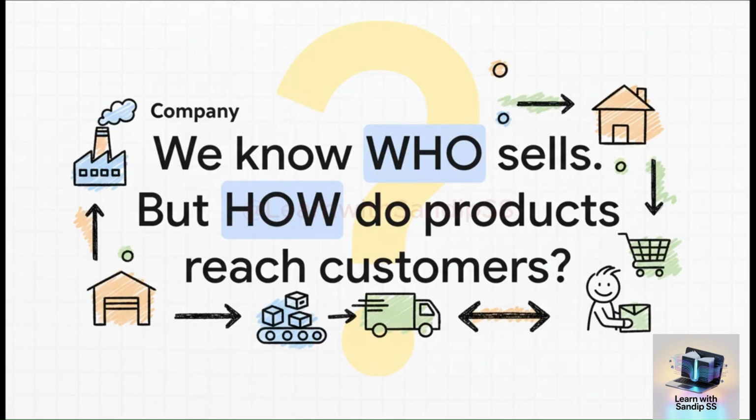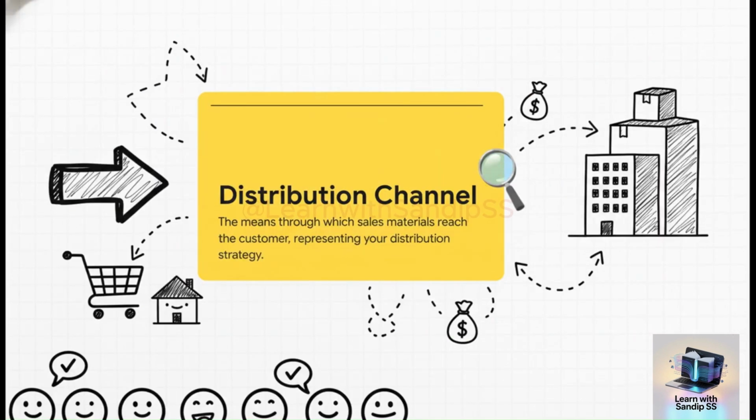Okay, so that covers who is selling, but how do the products actually get into the customer's hands? And that is the job of the distribution channel. This is your pathway to the customer. Think of it as your strategy. Are you selling directly to people from your website? That's one channel. Are you selling huge pallets of stuff to other businesses, wholesale? That's a totally different channel. It's all about your go-to market plan.